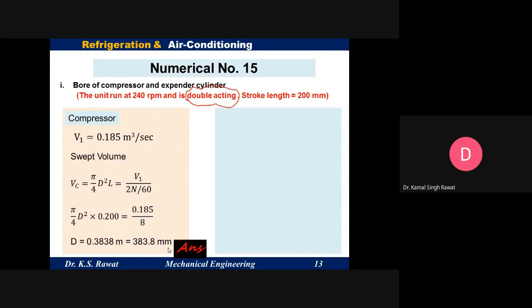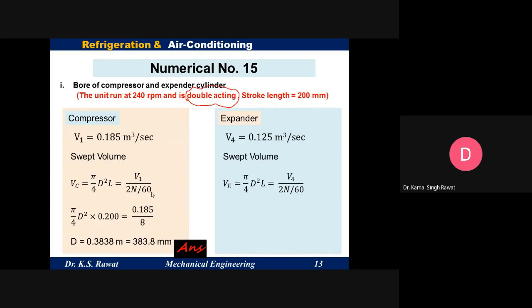Similarly, we can also find the diameter of the expander. We have the value of V4. For the expander, we can write the swept volume equals pi by 4 d square L equals V4 divided by 2N by 60. So now if you put in the values, you will get the value of D, the diameter of the expander.